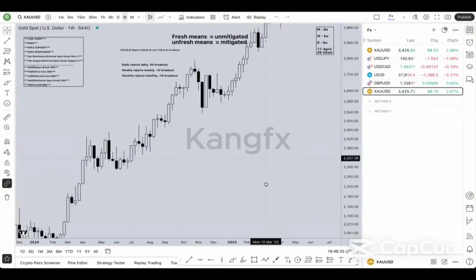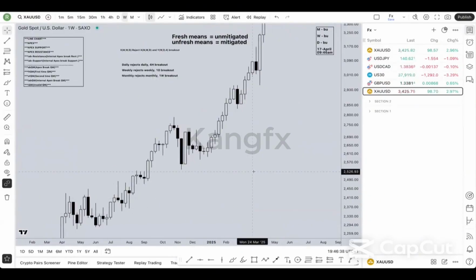Go on daily and weekly. Mark two storylines: one bullish storyline on daily, one bullish storyline on weekly, one bearish storyline on daily, one bearish storyline on weekly. All of them should come from fresh levels. After that, mark two fresh levels on daily and two fresh levels on weekly. That's the assignment for today's class.